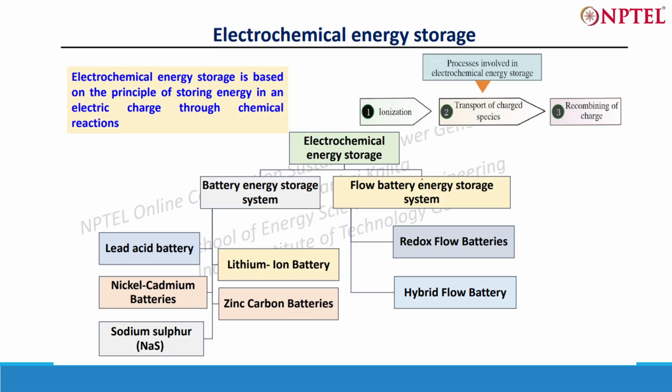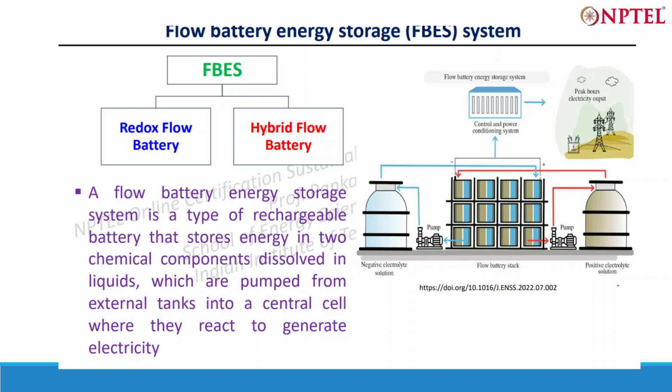Now, electrochemical energy storage. This is also one kind of storage, based on the principle of storing energy in a chemical reaction. One example is the battery, but battery is not the only example. There are flow batteries also, which I will show you in a picture. Batteries can be lead acid, nickel cadmium, sodium sulfur, lithium ion, which is very much the talk of the town, and then zinc carbon. Sodium sulfur is also being explored very expeditiously. Flow batteries are there, basically redox batteries and hybrid flow batteries. This is one kind of flow battery.